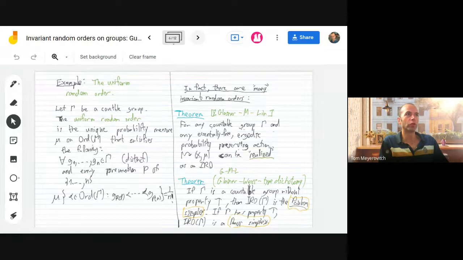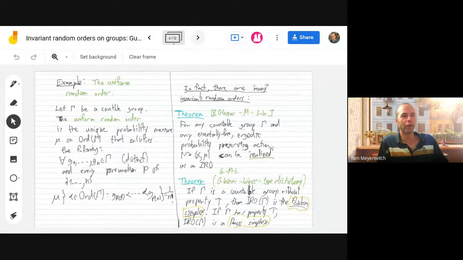Another type of phenomenon that shows the richness, and also in some sense how the space of invariant random orders, IRO gamma, the space of invariant random orders on gamma, reflects the structure of the group, is this result that we were able to prove, mimicking the Glasner-Weiss dichotomy. So this Glasner is Eli Glasner, the father of Yair Glasner, my co-author, different Glasner, but Glasner and Weiss proved the following well-known tracking theorem.